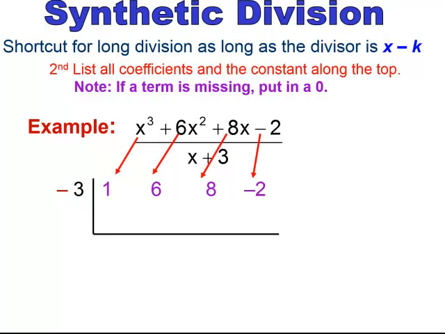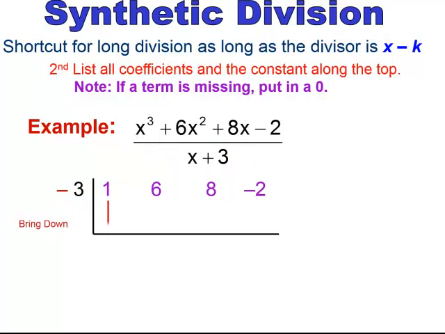So the coefficient of x to the third is 1. The coefficient of x squared is a positive 6. The coefficient of x is a positive 8. And your constant is a minus 2, or a negative 2. Now we're going to start the synthetic division part.